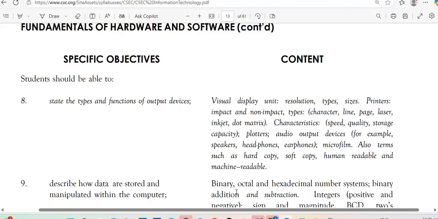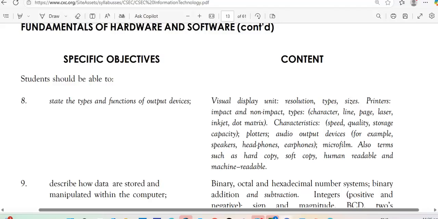Now, what do we mean by the type and functions of microfilms? Microfilms are used to store documents in a compact form, reducing storage space requirements. The microfilm readers can display the stored document on a screen or print them out. All right, so the other output devices, guys, I'm going to ask you to do your own research to find out the type and function of those output devices.